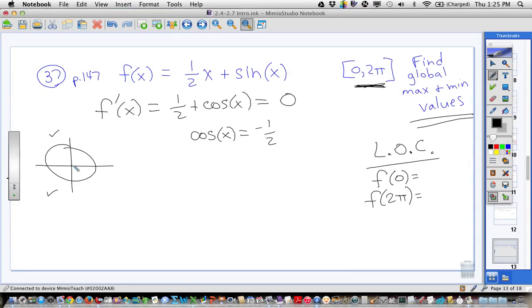Negative 1/2, what is it? It is 2 pi over 3. Now let's review that just real quickly. Remember your special values for sine and cosine.